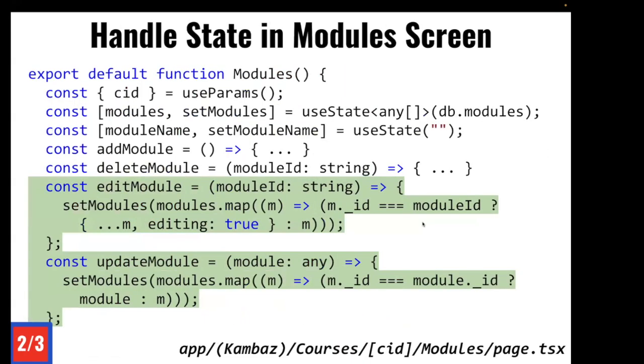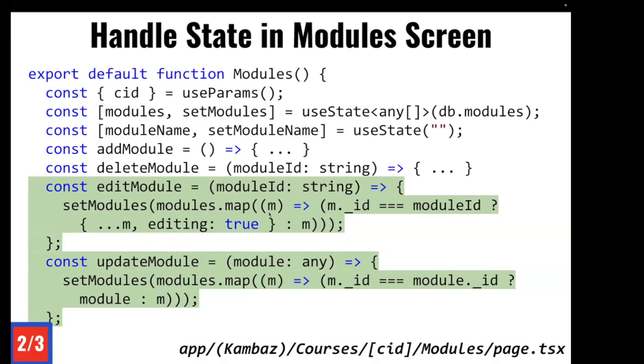Back in the module screen, we're going to keep track of the modules, whether they're being edited or not, right? And the way we're going to do that is we are going to add a new flag to each one of the objects, so that we know that we are editing that specific module. So for instance, we're going to iterate over all the modules, looking for the module that we're editing. We're passing the ID, okay? And if it is that module, then we return the module plus a new field called editing, whose value is true. Otherwise, we just keep the old module with no editing field.